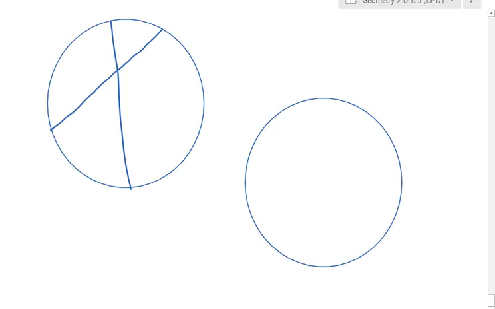So something like that. And do we make them equal in size? They don't have to be, the circles don't have to be equal in size, no.